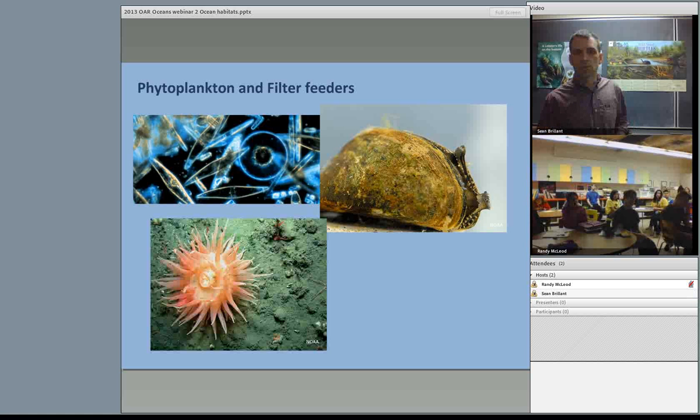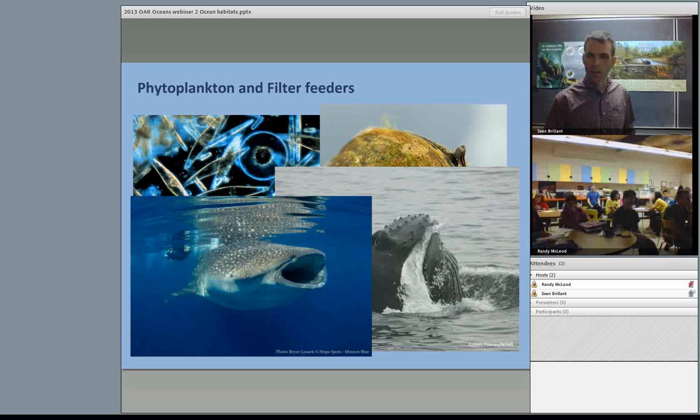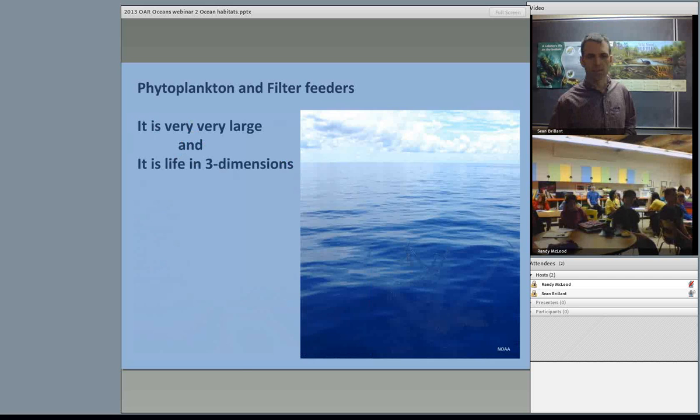Filter feeders sweep the water and collect phytoplankton or zooplankton and consume whatever is in that water. So a mussel or a clam, and this is a picture of an anemone, but also we've got giant filter feeders. We have whales that do this, and even whale sharks that swim through the ocean and just filter enormous amounts of seawater through their mouths and gills and consume it. This doesn't really exist on land at all. I can think of one example of a filter feeder on land, but otherwise it doesn't really exist.